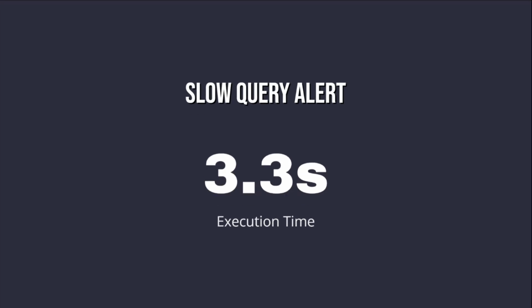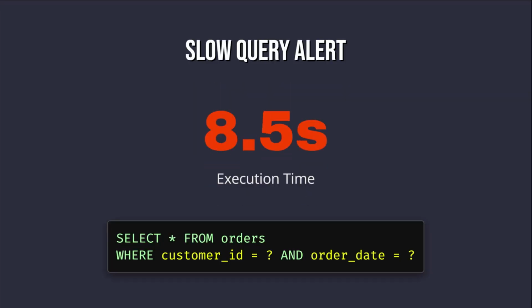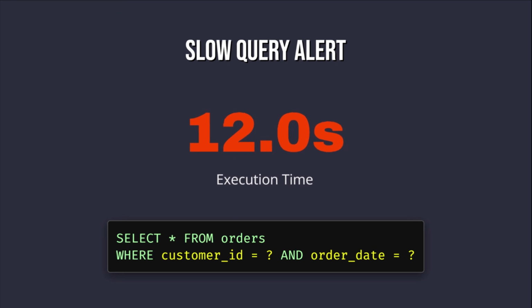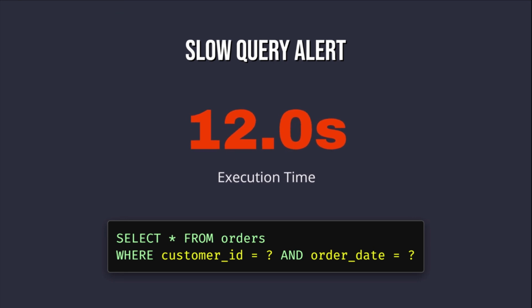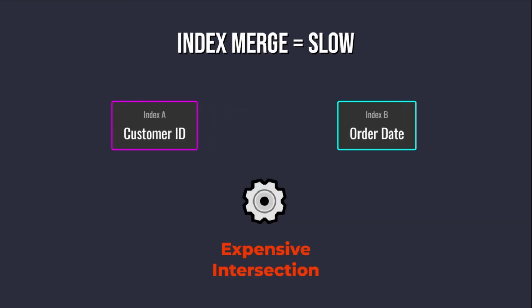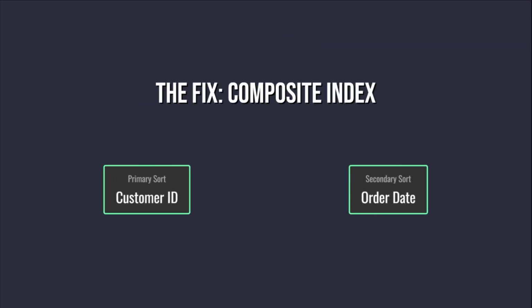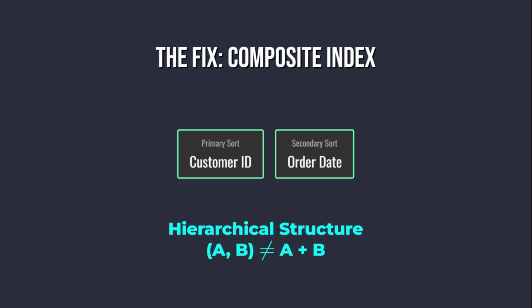Your query against the orders table just spiked to 12 seconds. You have indexes on customer identifier and order date, but the query uses both in the where clause. The database engine is performing an index merge or a full table scan because two separate B-tree structures cannot efficiently intersect large result sets. The fix is a single multi-column index.